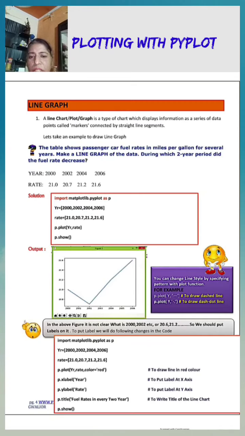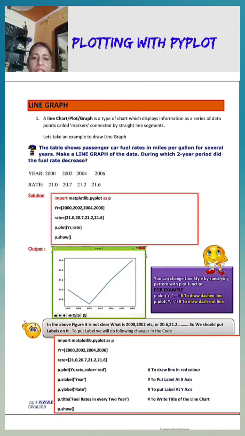When we use the plot function for making the line chart, the first parameter is drawn on the x-axis and the second parameter is drawn on the y-axis. Then at the last we will use p.show. It means when we plot any graph in Python, the last line of the code must be p.show. If you don't write this statement at the last, the graph will not be shown on the screen, not shown in our output. Clear? After executing this code, you will get this output.